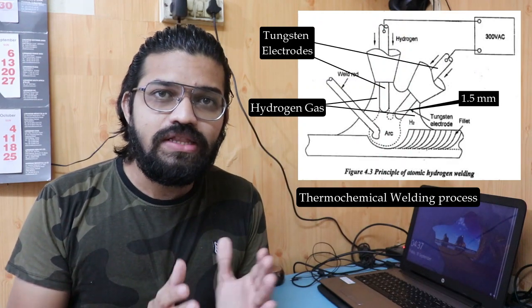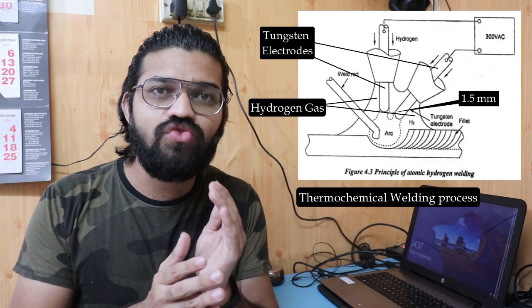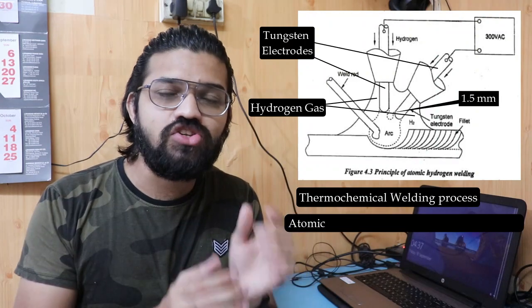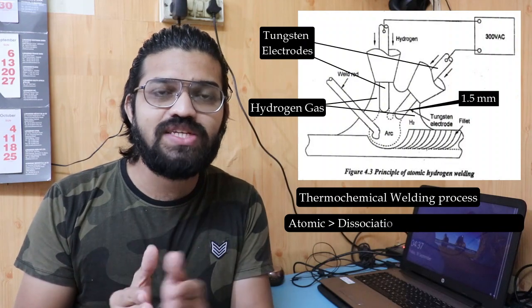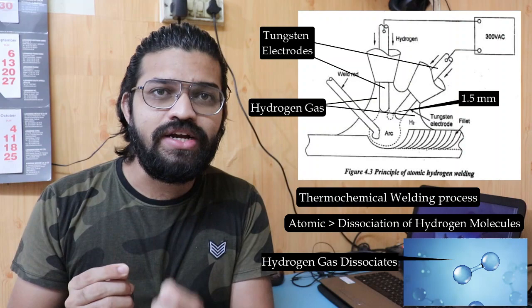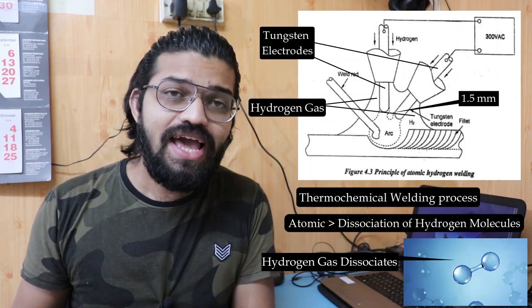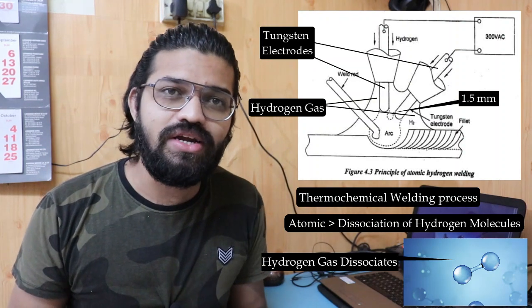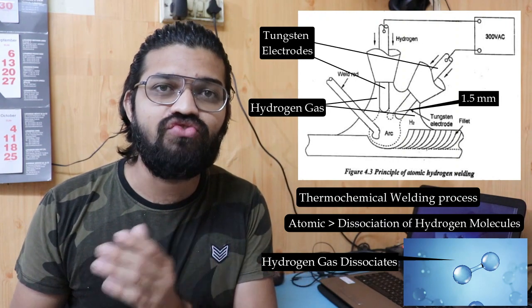In atomic hydrogen welding, the term atomic means that the hydrogen gas which is passed between these two electrodes dissociates into the atomic form, and this is the reason this type of welding is known as atomic hydrogen welding.